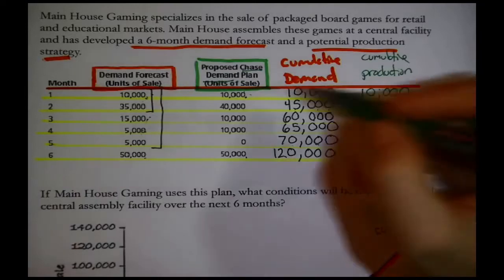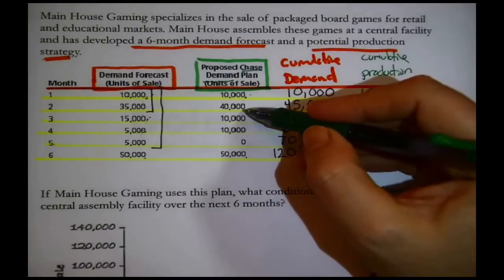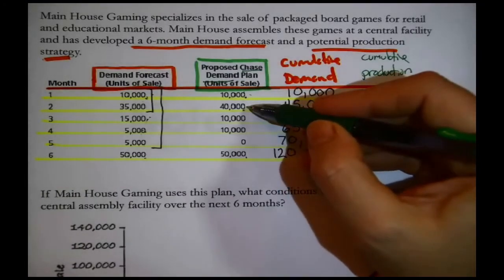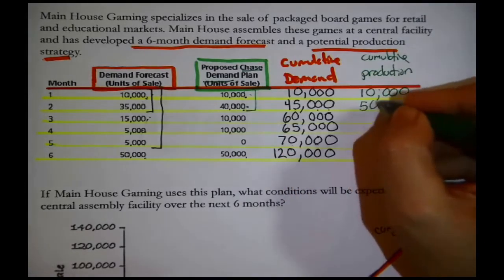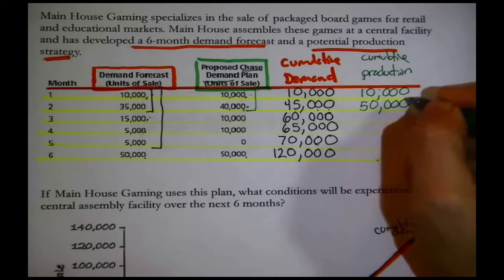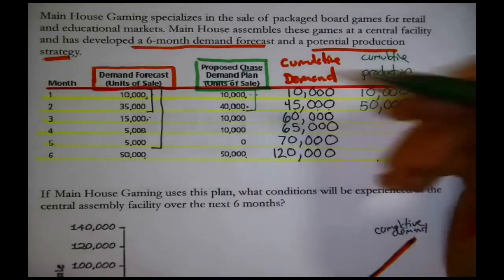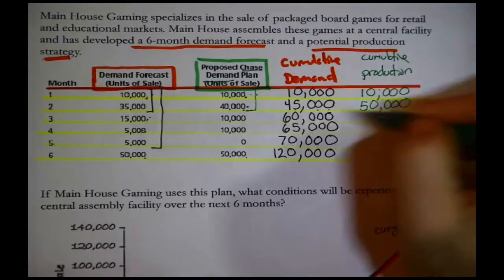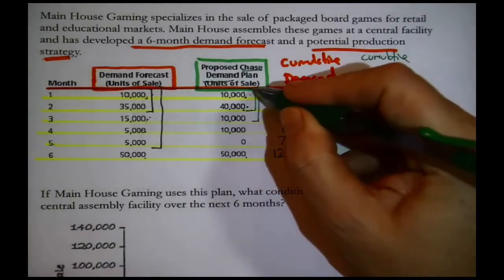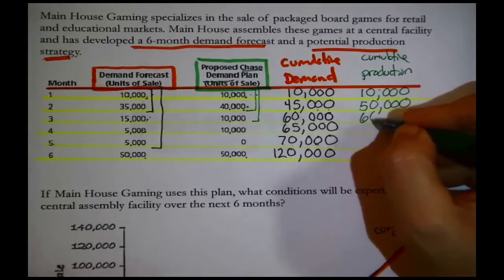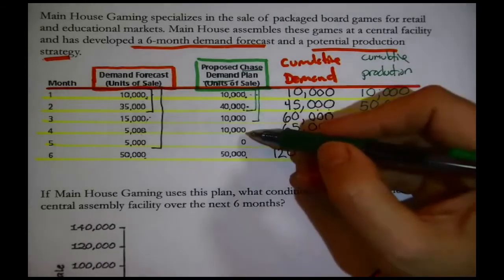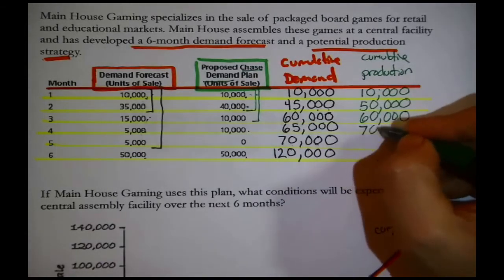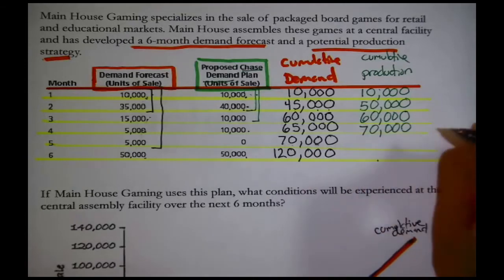Okay, but we're planning on making 40,000 units of sale in the second month, which means that by the end of the second month, we will have completed a total of 50,000, 40,000 plus the 10,000. Then by the end of the third month, 10,000 plus the 40,000 plus the 10,000, we'll be up to 60,000 units of sale produced. Okay, in the fourth month we'll make another 10,000, which means by the end of the fourth month we'll have made a total of 70,000 units.